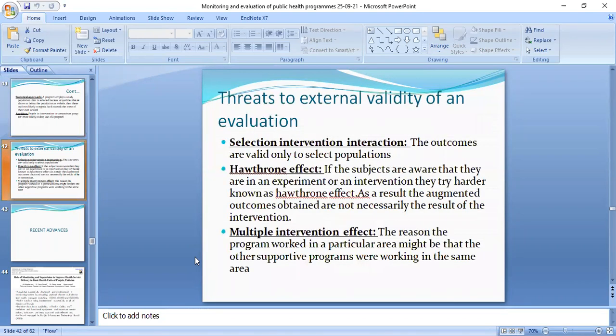Next are the threats to the external validity of an evaluation. In this, there is selection. First is the selection intervention interaction. The outcomes are valid not only to selected populations. Next is the Hawthorne effect. If the subjects are aware that they are in an experiment or an intervention, they try harder, known as the Hawthorne effect. As a result, augmented outcomes obtained are not necessarily the result of the intervention. Next is the multiple intervention effect. The reason the program worked in a particular area might be that other supportive programs were working in the same area.